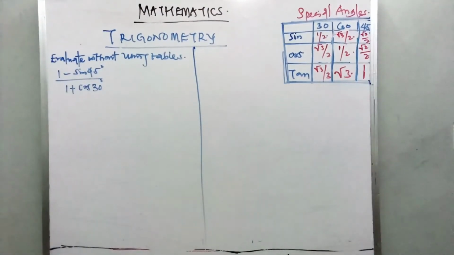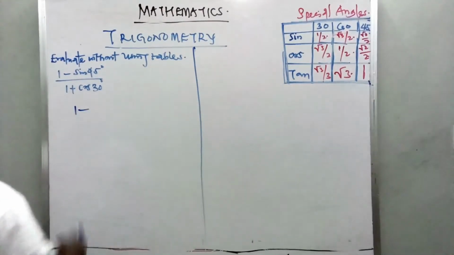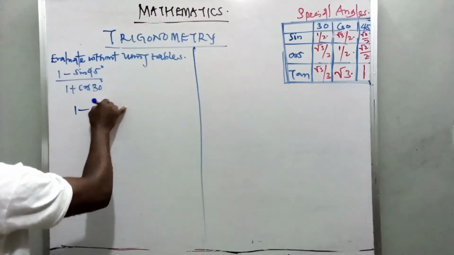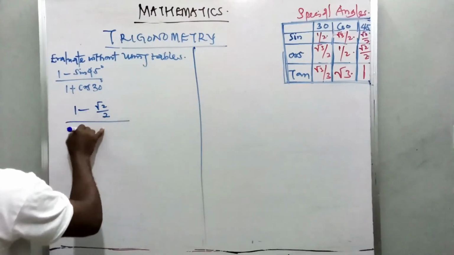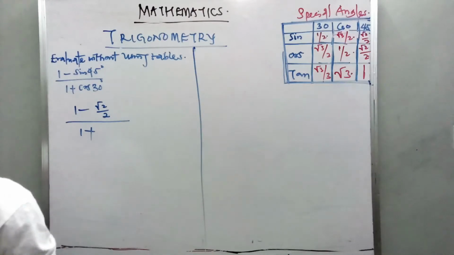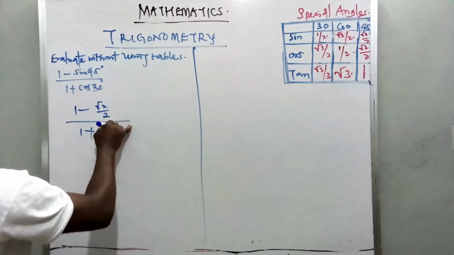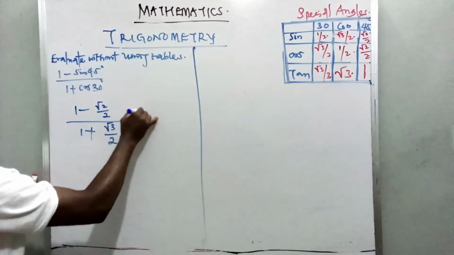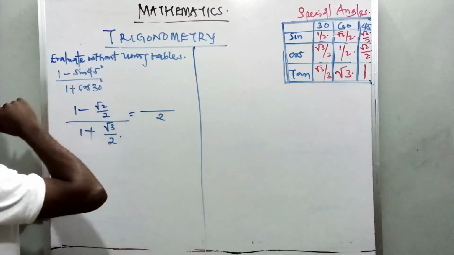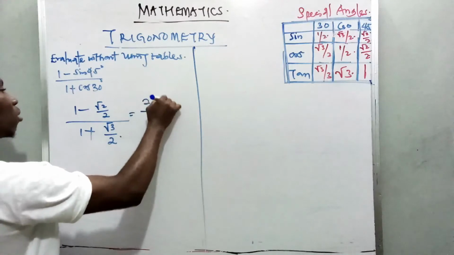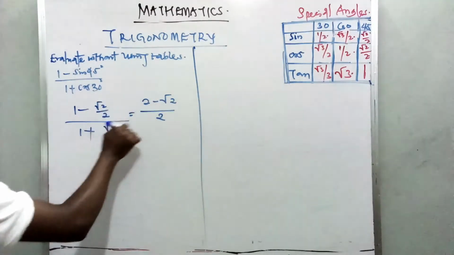So we have the question here to evaluate. Now this is 1 minus sine 45. Sine 45 is root 2 over 2, over 1 plus cos 30. Cos 30 here is equal to root 3 over 2. So at this junction, look for LCM. LCM here is 2. 2 divided by 1, 2 times 1, 2 minus root 2. 2 divided by 2, 1 times this.